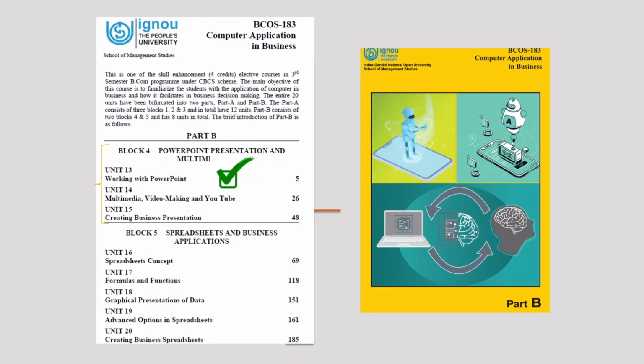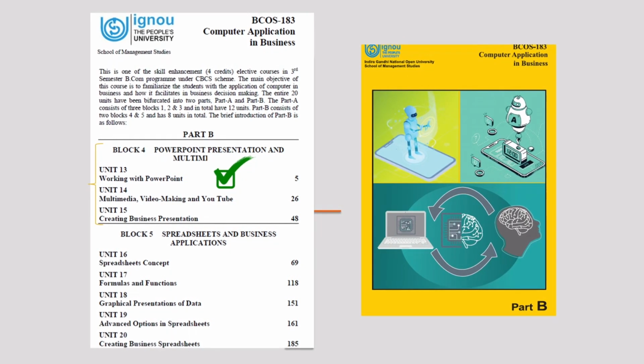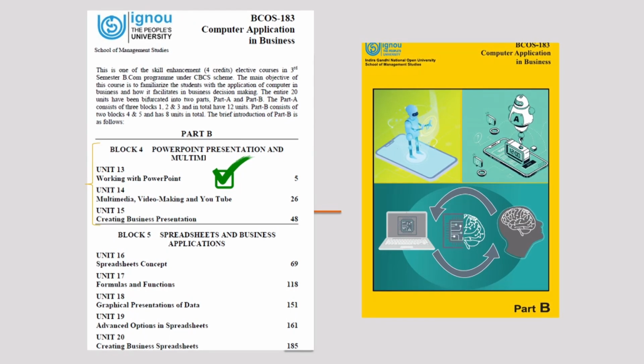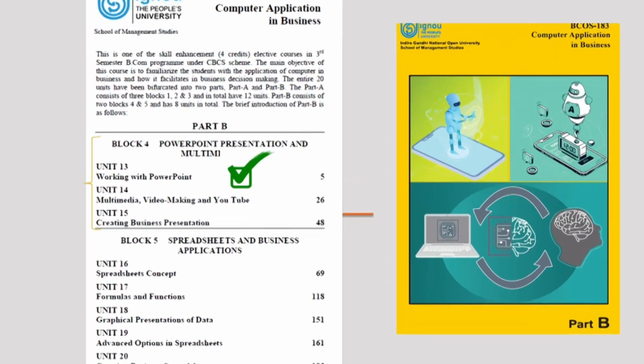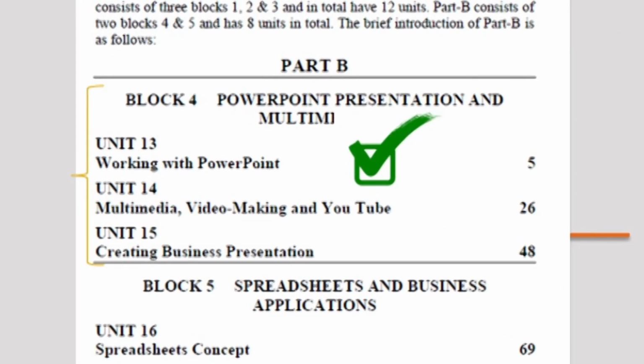recapitulate that this is part of our course called Computer Application Business, and we are in Part B. This particular course is bifurcated into two booklets, Part A and Part B. Part B emphasizes Block 4 and Block 5, and if you look at the backdrop of Block 4, which focuses on PowerPoint presentation and multimedia, Unit 13 focuses on working with PowerPoint, which we have already covered in our preceding sessions, and then multimedia, video making, and YouTube, which is a need of the hour.